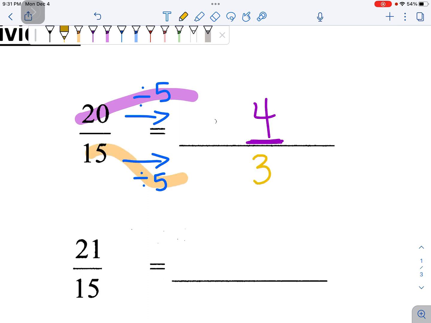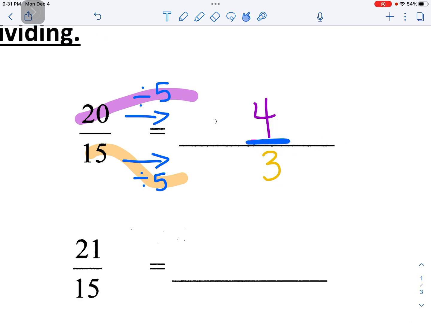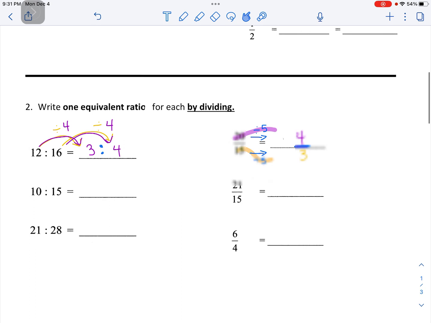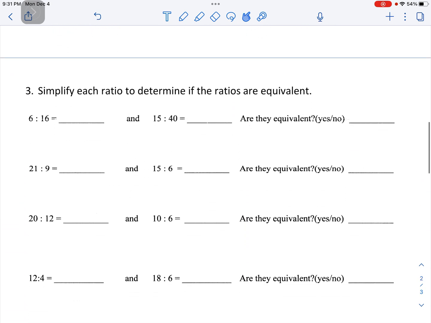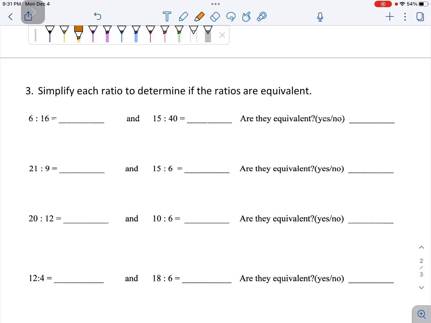Remember that you cannot make this a mixed number, because it's not really a fraction, it's a ratio. It's only really a fraction if the denominator is the total parts, right? All right, cool. That's section 1 and 2, which brings us to section 3. It says simplify each ratio to determine if the ratios are equivalent.